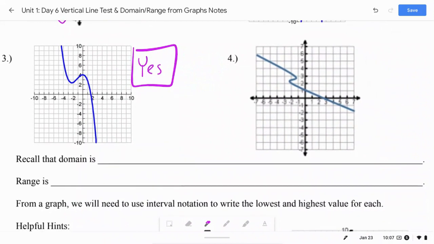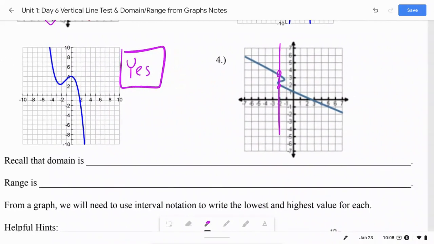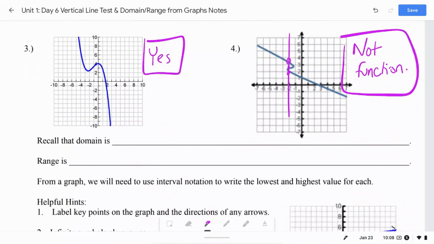The last graph example here, if I were to draw a vertical line right here, this vertical line is actually intersecting the graph 3 times. So this one does not pass the vertical line test, and would not be a function. So use the vertical line test anytime you're trying to determine whether or not a graph is a function.